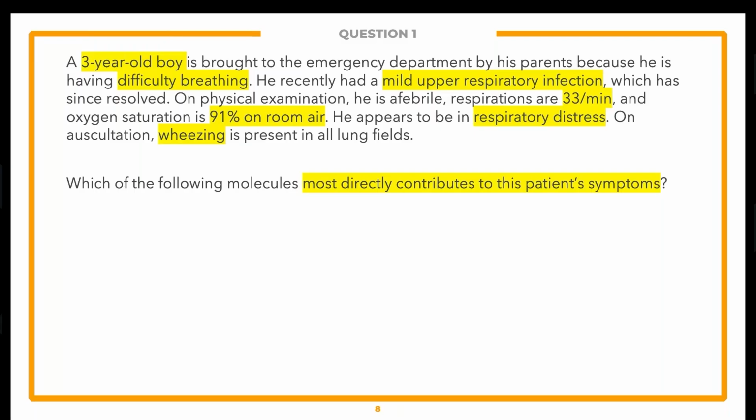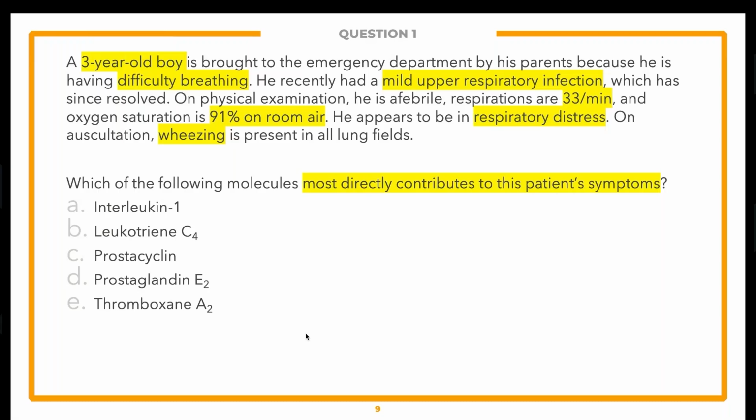From the story, you should already have an idea of what's going on with this kid. But then the question is not just the diagnosis, it's about what molecule is contributing to the patient's symptoms. So take a second, think about it. You can drop it in the question box if you think you know the answer. But let's pop the options open right now while we start thinking about these differentials in our mind.